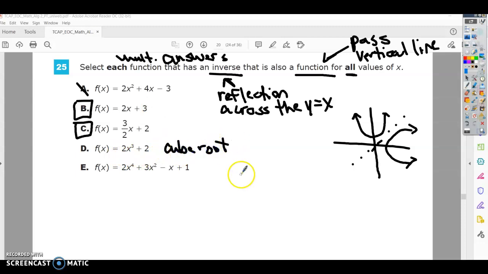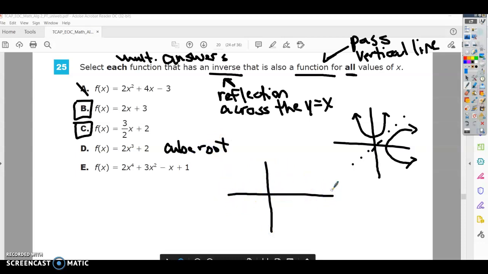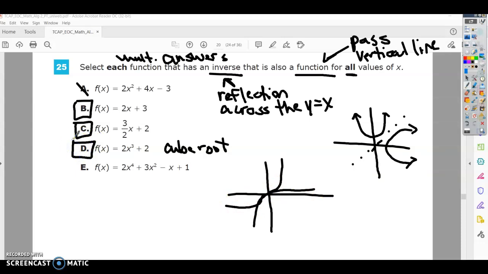Part D is a cubic function, which means its inverse is a cube root function. If you think back to your parent functions, I'm going to sketch another poor graph here. If you have a cubic function, then your inverse is going to be something like this. So this one would also pass the vertical line test.